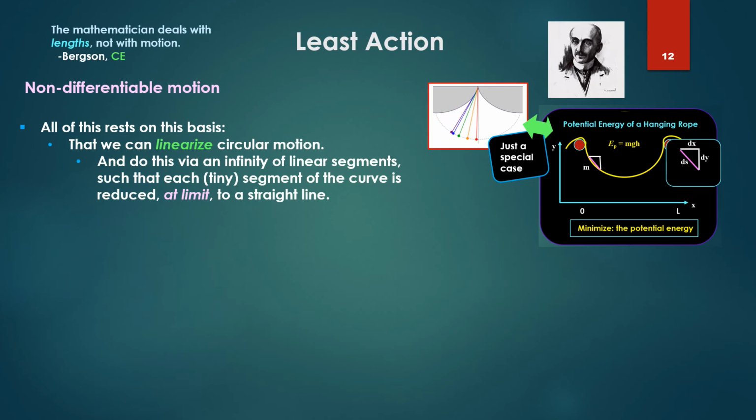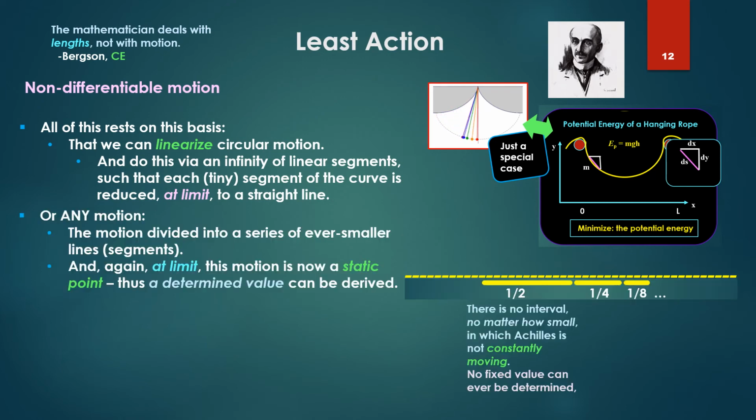All of this rests on the basis that we can linearize circular motion and do this with an infinity of linear segments, such that each tiny segment of the curve is reduced at the limit to a straight line. Or that we can do this with any motion, that the motion can be divided into a series of ever smaller lines or segments. And again, at the limit, the motion is now a static point. Thus, a determined value can be derived. And as we've noted, in the context of Zeno's paradox, there is no interval, no matter how small, in which Achilles is not constantly moving. No fixed value then can ever be determined.